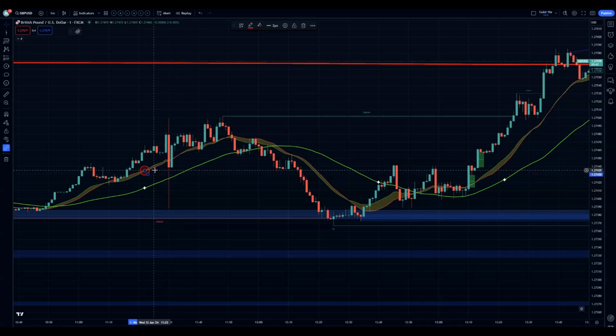The red one going below the blue one, green one, is not a sell signal. A sell signal is exactly the same when the green one. Sorry, I was looking at marking the wrong thing. So this is not a sell signal.